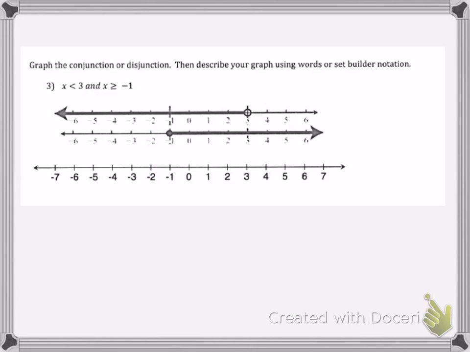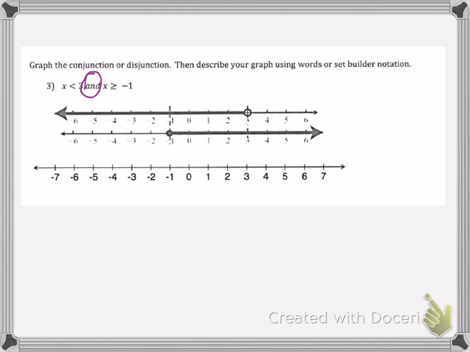In example 3, we're going to go ahead and look at different graphs of different inequalities, and we're going to come up with the final graph of the conjunction or disjunction that it's describing. And the first decision we have to make in each of these problems is we have to decide whether it is a conjunction or a disjunction, and you'll see that by finding the word and there.